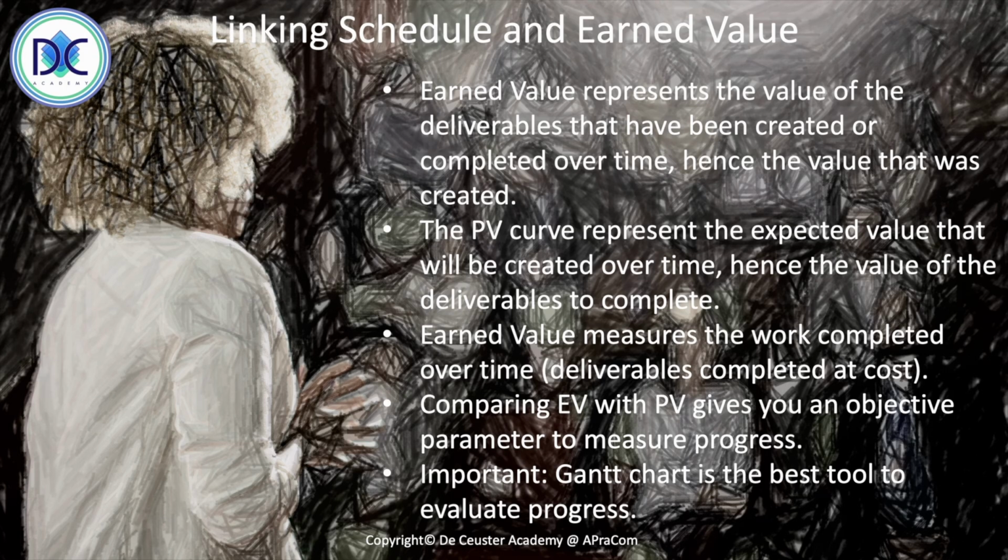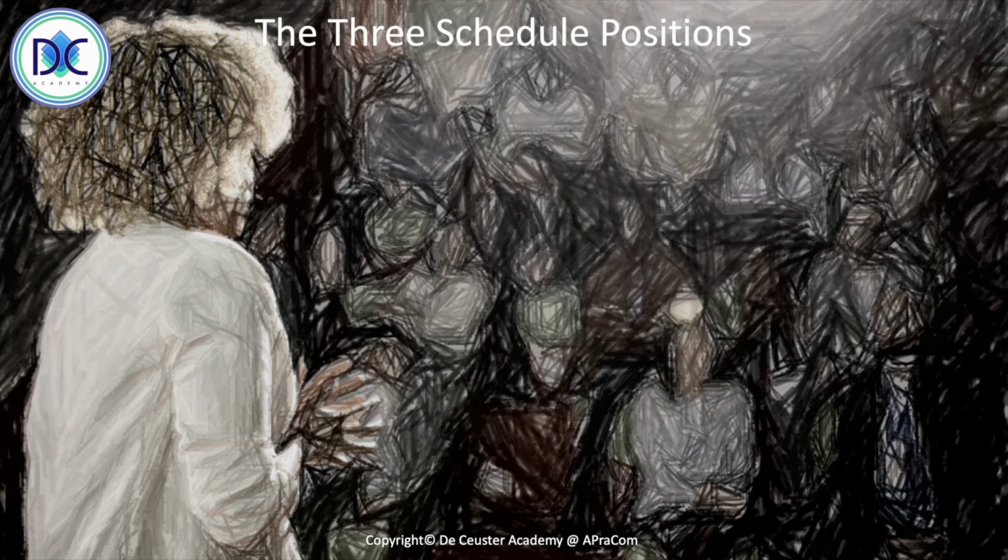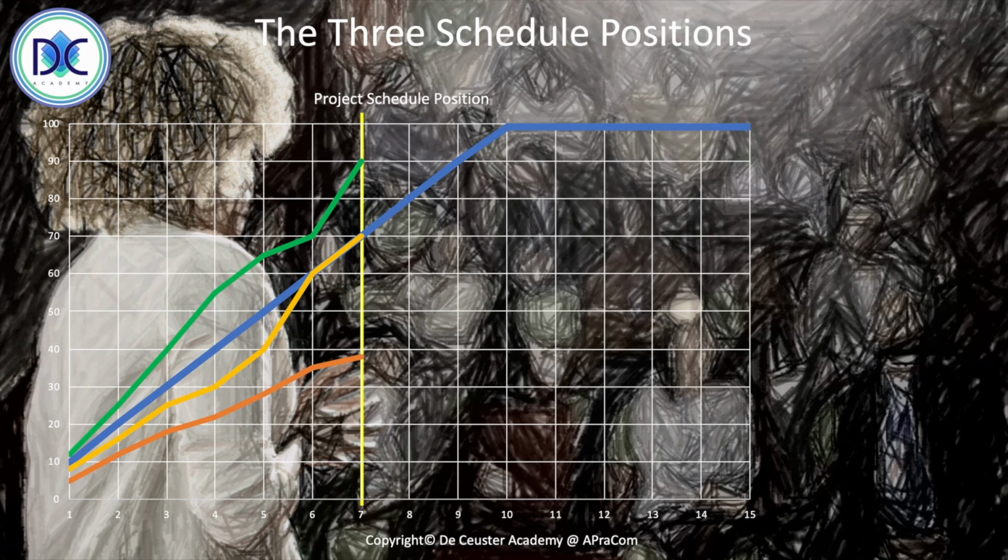When we look at it, we can distinguish three schedule positions, and we look at the yellow line. That's the moment that I'm verifying the position of the project. And we basically have three lines here. Right? We have an orange line, a yellow line, and a green line. These three lines are different situations related to earned value. All these lines are the earned value over time for the same project, but we have different data to evaluate. So we have basically three schedule positions.